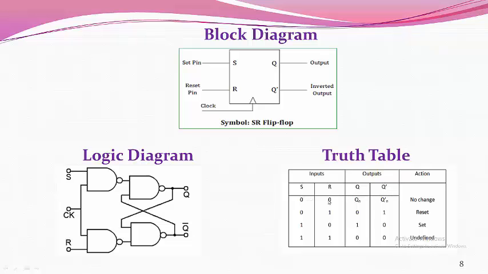Now consider the first state. When we apply these two values at this position, then at the output side, when we consider past output Q equal to 0 and Q bar equal to 1, we are getting that same value at the present state. So in this case 1, the action is nothing but no change. It means there will be no change between past output and present output. This is case 1.